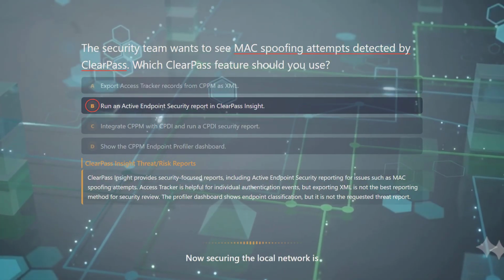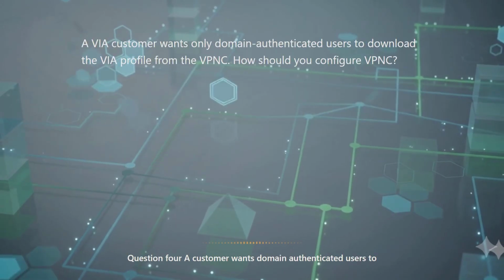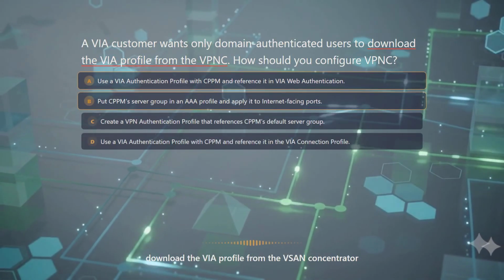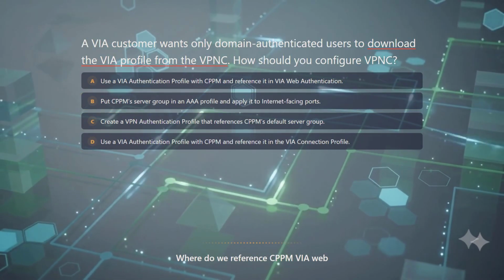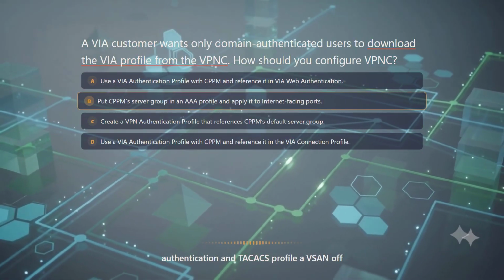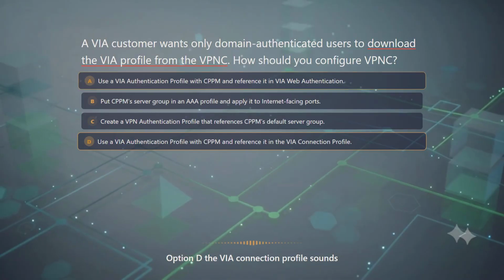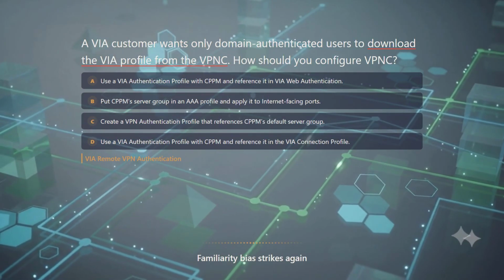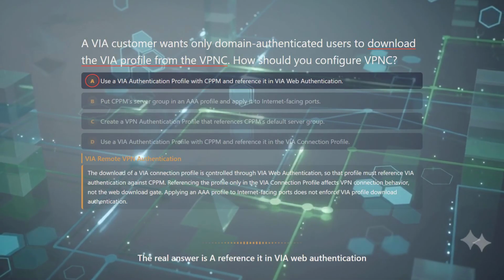Now, securing the local network is one thing, but what about remote users? Question 4. A customer wants domain-authenticated users to download the VIA profile from the VPN concentrator. Where do we reference CPPM? VIA web authentication, an AAA profile, a VPN profile, or the VIA connection profile? Option D, the VIA connection profile, sounds exactly like what we're trying to configure. Familiarity bias strikes again. D is a distractor. The real answer is A, reference it in VIA web authentication.